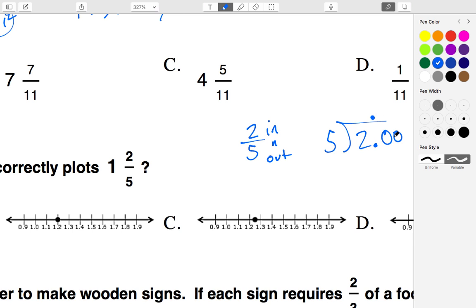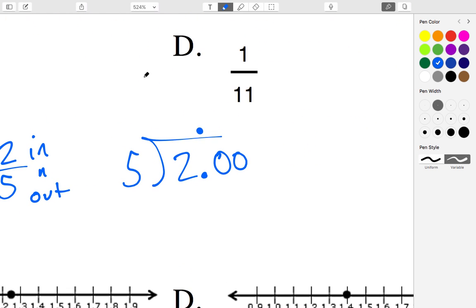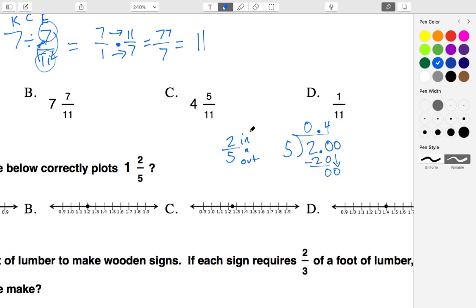First, we're going to do it our typical way. 5 goes into 2 how many times? 0. 5 goes into 20 how many times? 4. 5 times 4 is 20. Subtract, bring down a 0, so we can put another 0 if we wanted to. So this becomes 1.4. Very good.